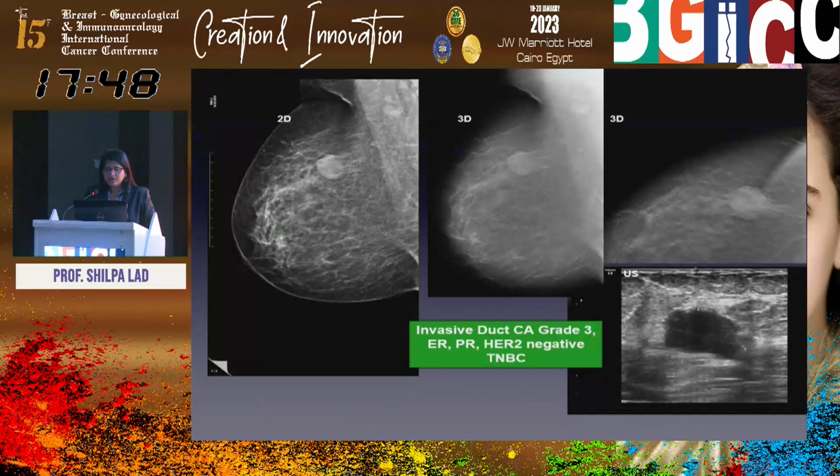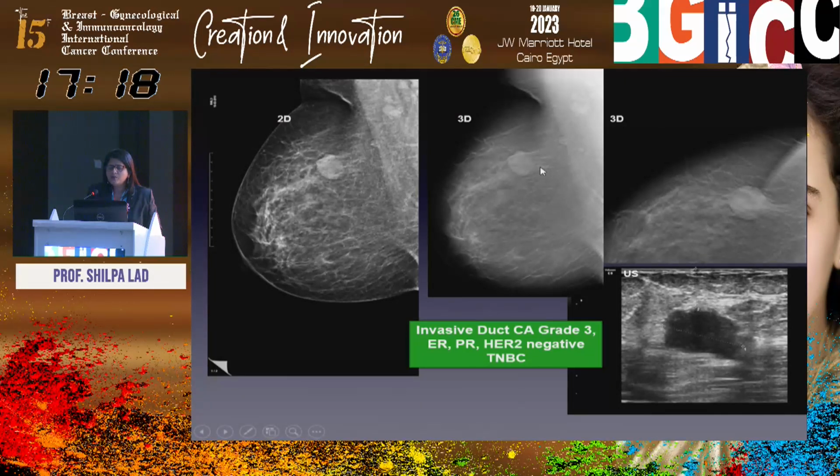Okay. Now, how do we make our decision when to biopsy, when not to biopsy? What are the subtle signs that we can depend on? I'm going to show you two cases here. This is a woman in her late 30s who presents with a new onset palpable lump in the right breast. This corresponds to an oval mass. Mammogram is performed and tomosynthesis is also performed. On the mammogram, it corresponds to an oval mass with relatively smooth margins.